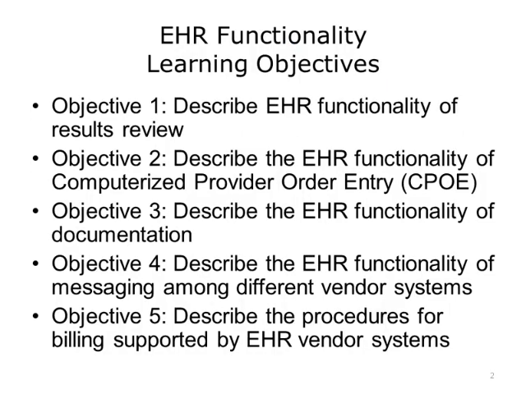The learning objectives for the Electronic Health Record Functionality unit are: Number 1, to describe 5 EHR functionalities. These are Results Review, Computerized Provider Order Entry, or CPOE, Documentation, Messaging among different vendor systems, and billing supported by EHR vendor systems.